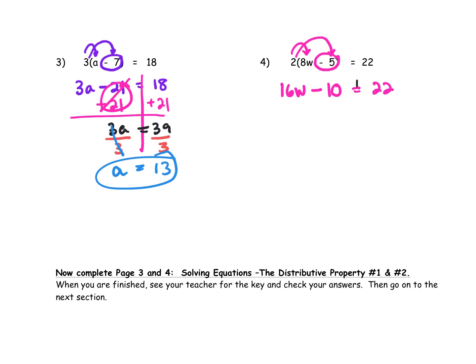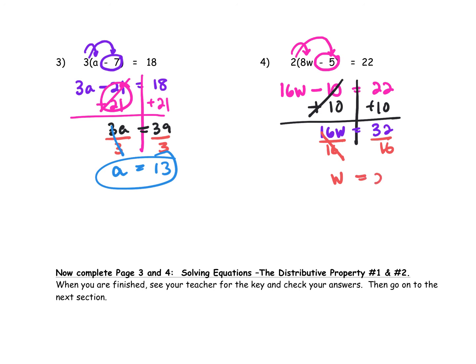Now we're ready to solve. We're going to build our wall. We start with the constant of minus 10, or negative 10. The opposite would be to add 10. Eliminating that 10. And we have 16w left on this side. And on the other side, we have 32. And for our final step, 16w side by side means multiply. So we're going to do the opposite. We're going to divide by 16, eliminating the 16. And the solution is w equals 2.